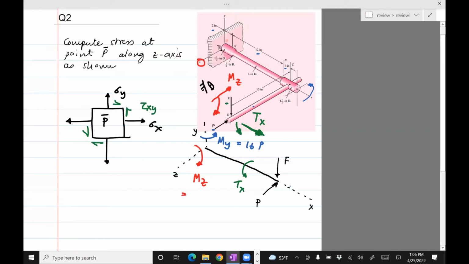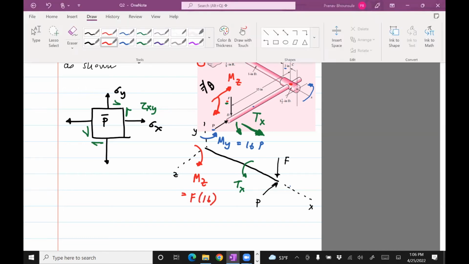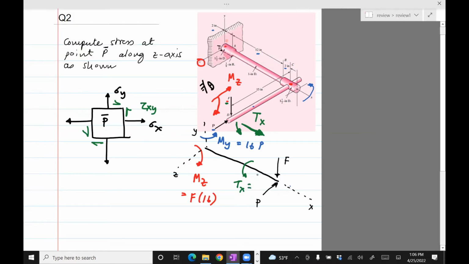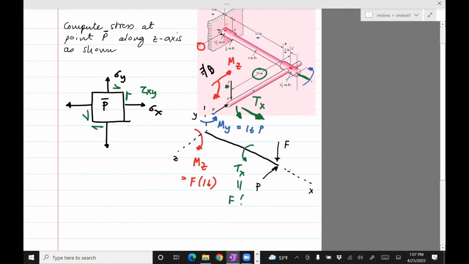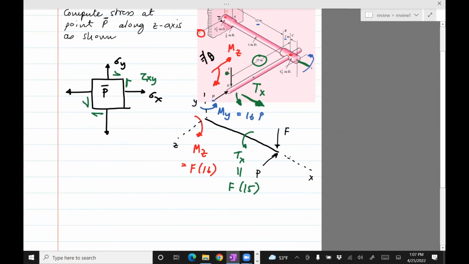MZ equals, so it's caused by F, and we need to figure out the moment arm from this point all the way to this, and it's the same moment arm as that due to P. It's going to be 16. So this will be F times 16. And then the last one is the torque along the x-axis. That would be F times the moment arm from this axis. So it will be times 15. So TX equals F times 15.